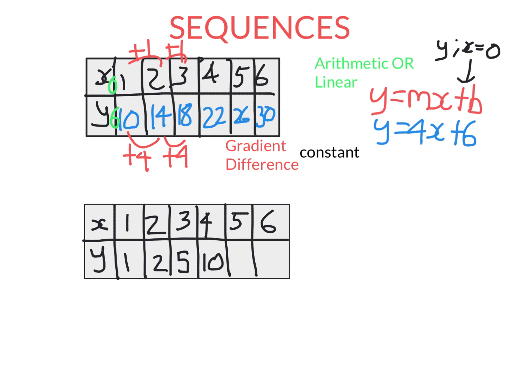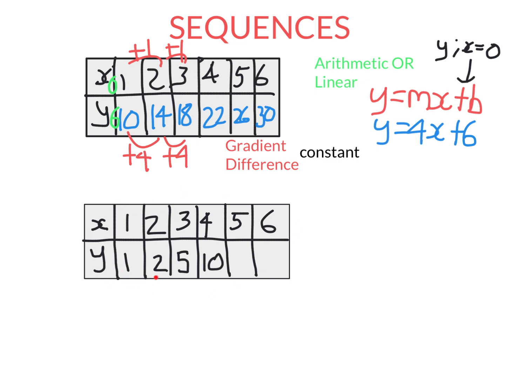In other words, to get the y value, you just take the x value, times it by 4 and add 6. 4 times 2 plus 6 is 14. 4 times 3 plus 6 is 18. Finding the rule for a linear relationship turns out is nice and easy. All right, let's look at this sequence here.